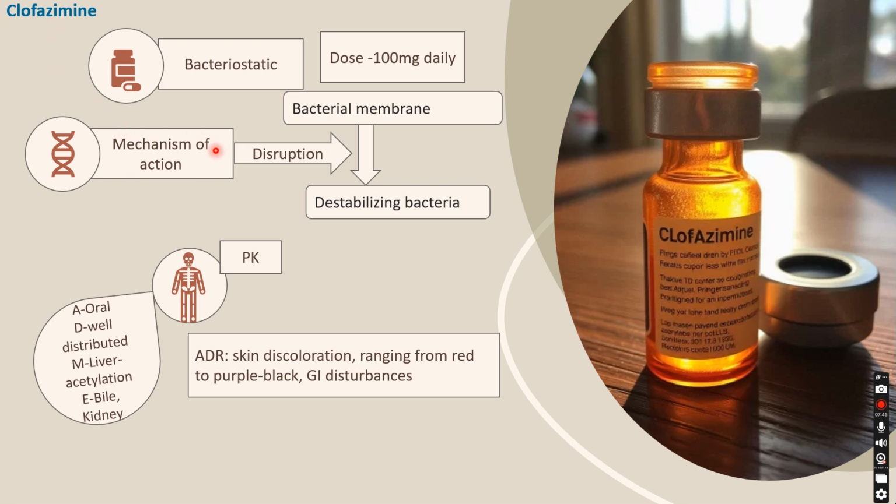But we want to know how it acts, right? So the mechanism of action of clofazimine is by disrupting the bacterial membrane. It will go and bind with the bacterial membrane and destabilize the bacteria, which prevents them from moving further. And the oral pharmacokinetic parameters are similar to those of dapsone: it is very well orally absorbed, very well distributed, metabolized in the liver by acetylation and eliminated by the kidneys, right?